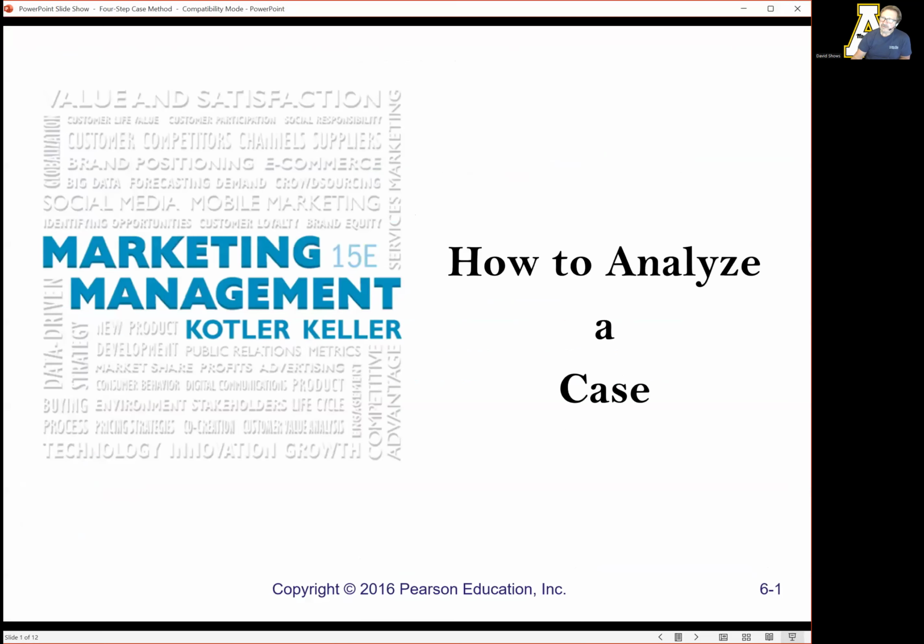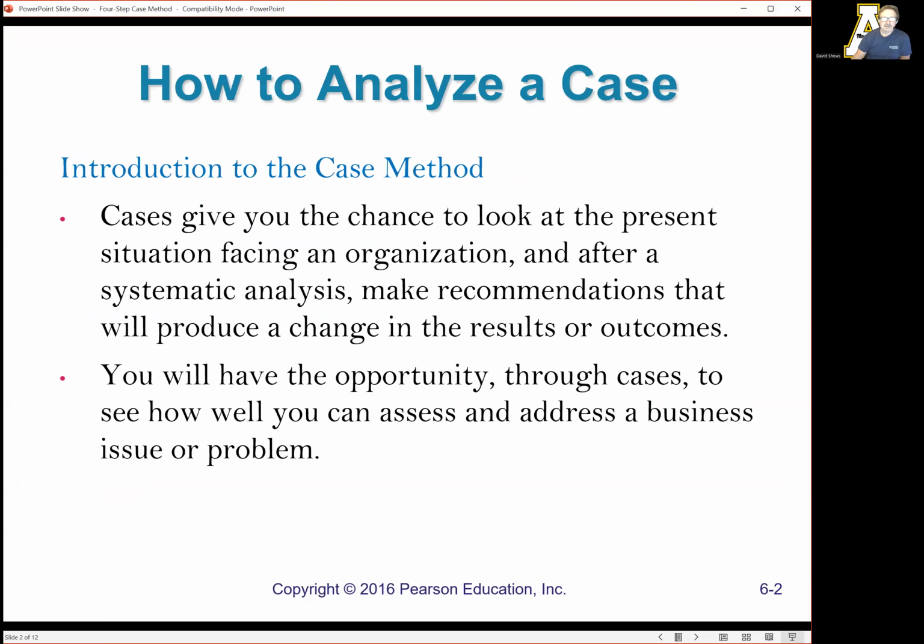So, how to analyze a case? First off, why do we use cases? There are simulations that are used now, computer programs that do pretty well. I'm still a real stickler on the case method, and you'll find a lot of teachers that are like myself as well.